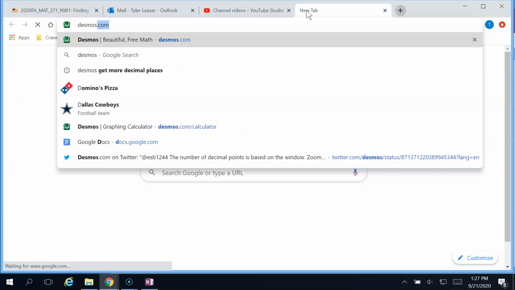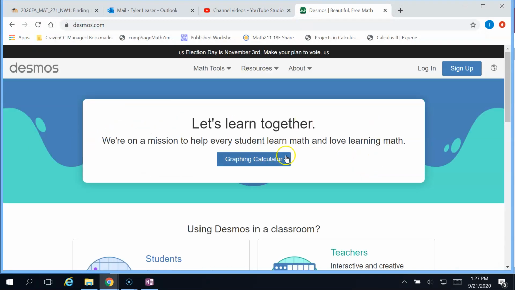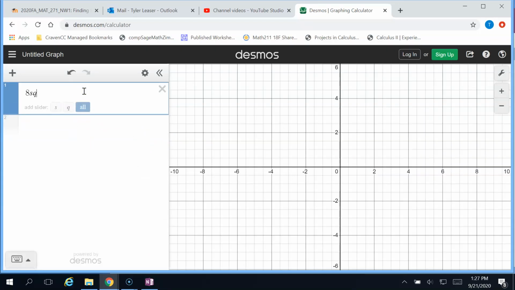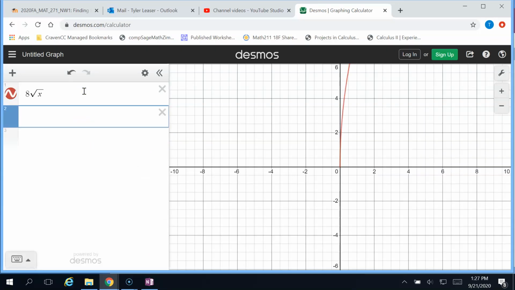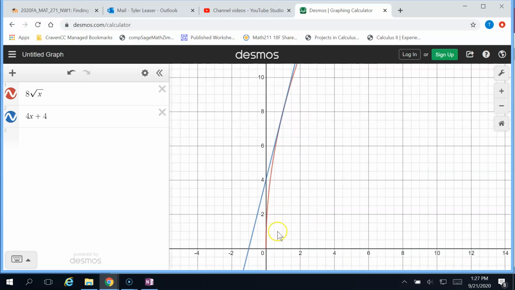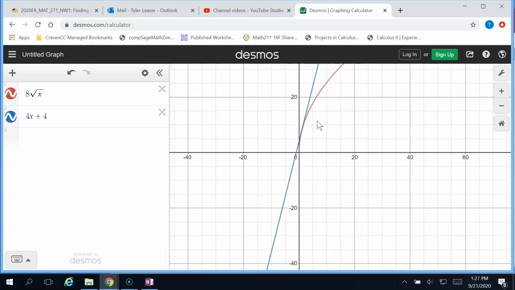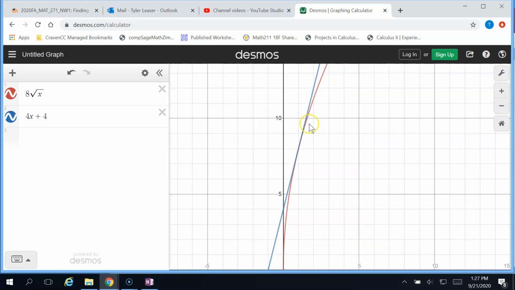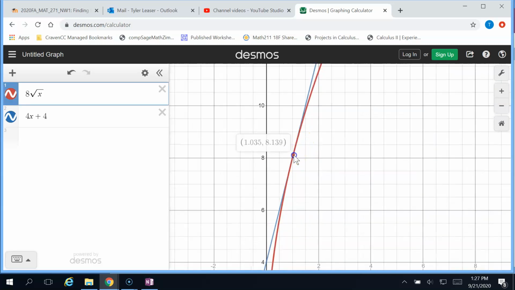But just to show you in Desmos here, if we were to graph the two things, first the original function, 8 square root x, and then also that line we just got, 4x plus 4. Remember that my point was (1, 8). So if I go to the point (1, 8), which is here, the blue line and the red line do touch each other, and the blue line and the red line have the same slope at that location. So this blue line is the equation of the tangent line at the point (1, 8) for my square root graph.